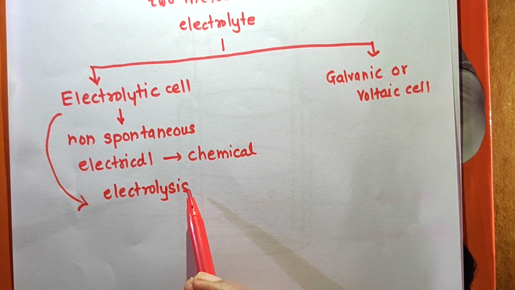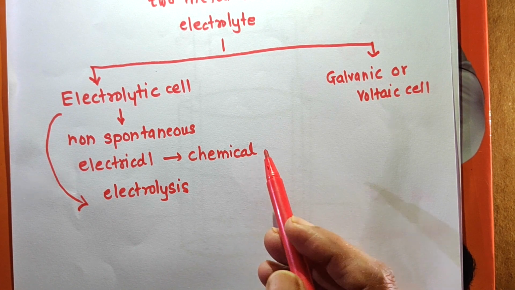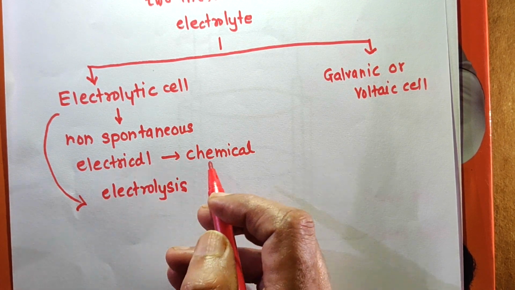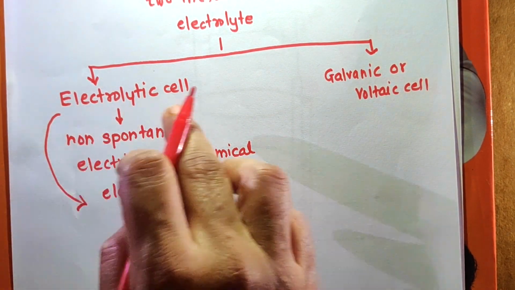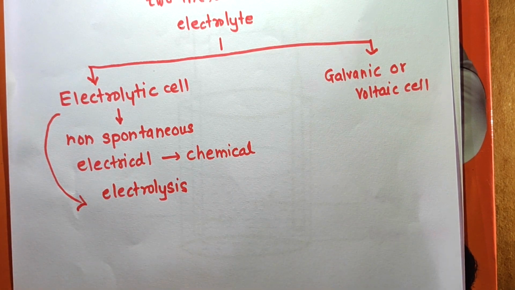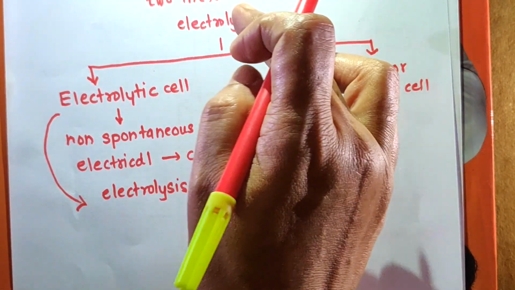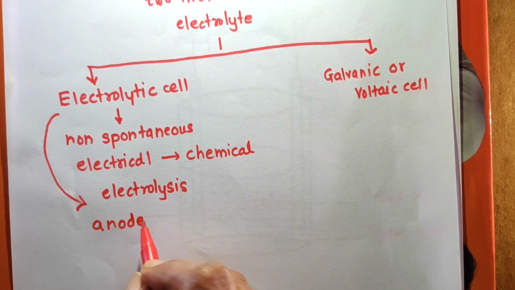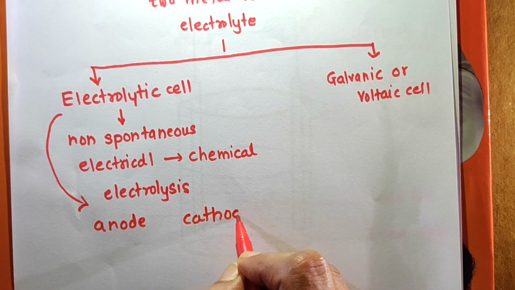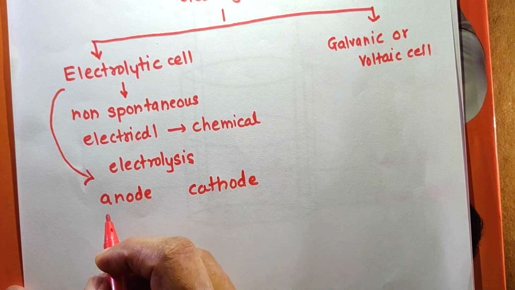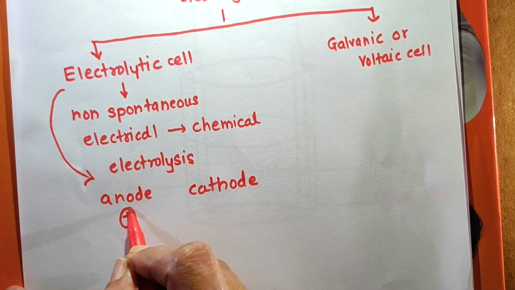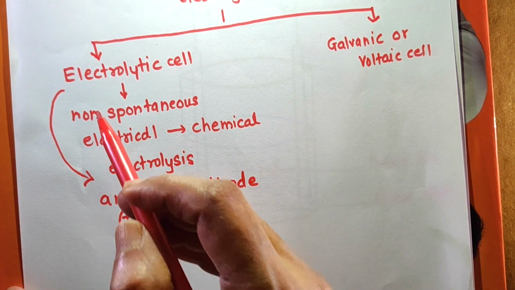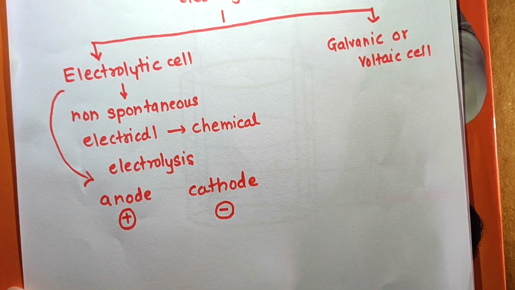And what happens in electrolysis? The reaction which cannot take place spontaneously is forced to take place by supplying electrical energy. So remember here, in electrolytic cell, electrical energy is converted into chemical energy, and by using these two metal rods, that is, one is anode and another is cathode. In electrolytic cell, anode is positively charged and cathode is negatively charged. You have to remember here, anode is positively charged in electrolytic cell and cathode is negatively charged.